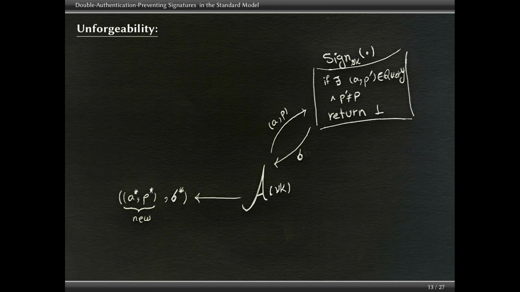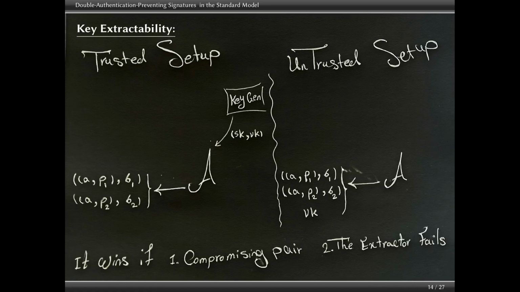And the aim of the adversary here is to do a forgery, which means that he tries to output a pair of a message and its signature for a new message. In the key extractability game, we consider two setups: trusted setup and untrusted setup. In a trusted setup, the keys are generated honestly, while in untrusted setup, the adversary can also generate the key.